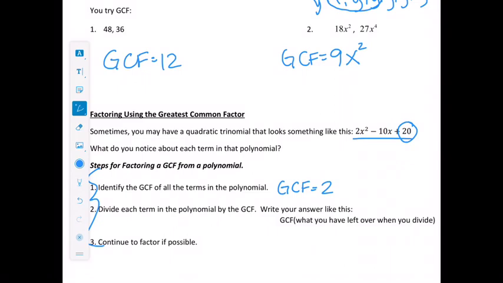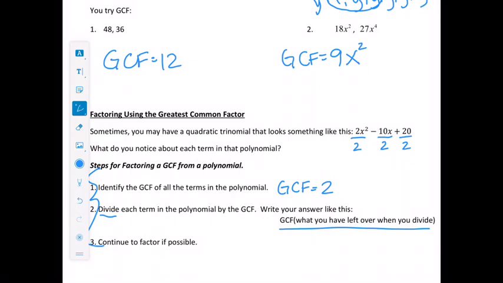Step 2 is to divide each term in the polynomial by the greatest common factor. So let me get rid of some of this stuff up here. We are going to take each term in the polynomial and, like it says here, divide each term. So we're going to divide by 2, divide by 2, and divide by 2, okay? But we're going to write our answer in this form. This is the important part, okay? Well, it's all important, but this is how our answer is going to look.